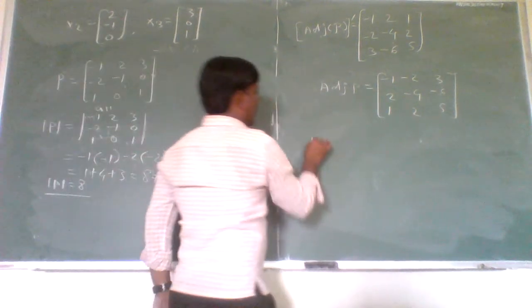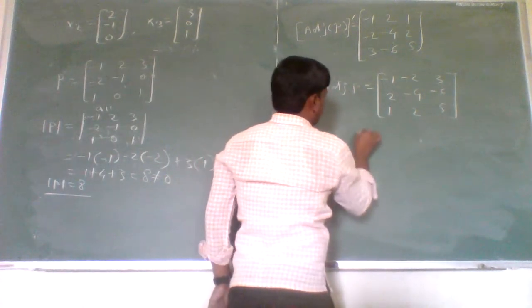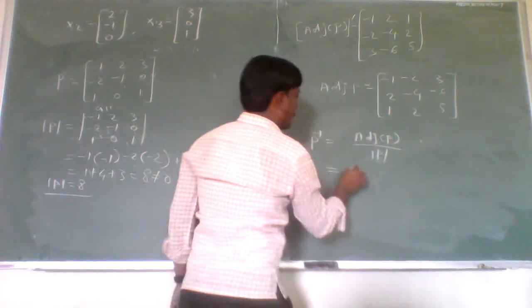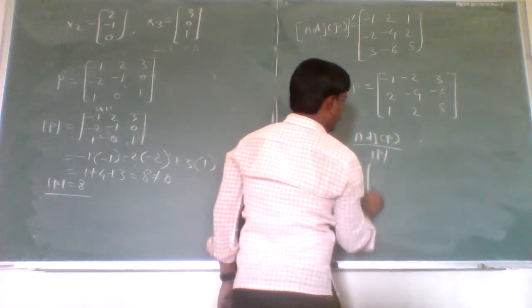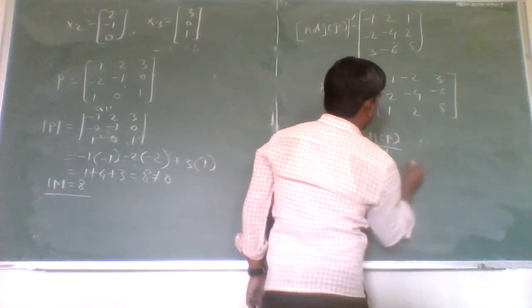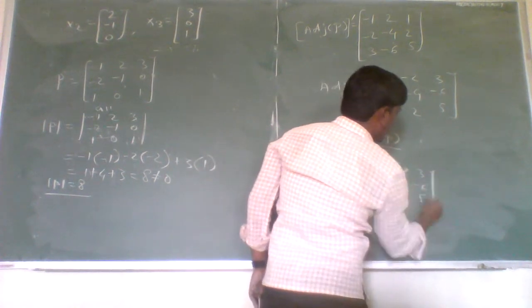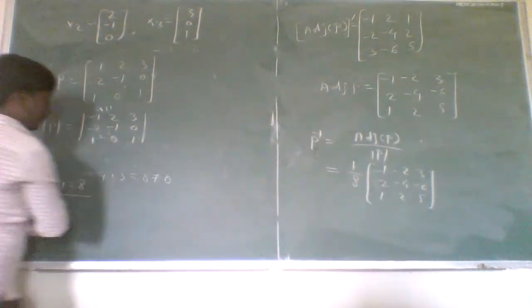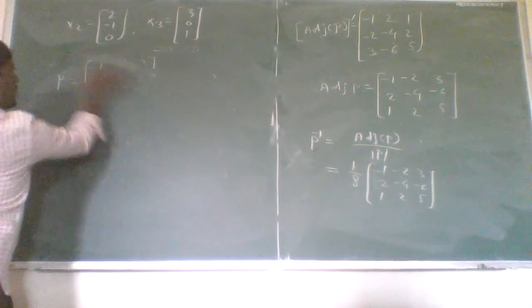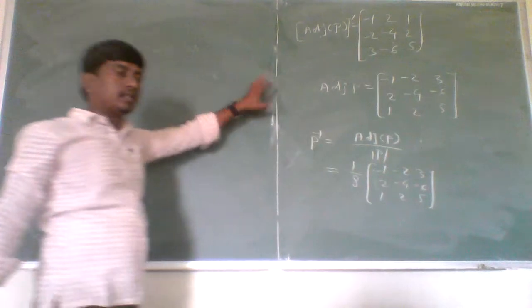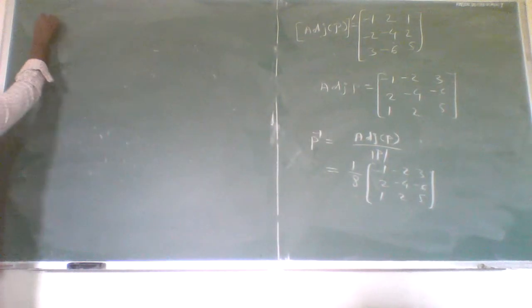Now this is the adjoint of P, and P inverse by the adjoint method is the adjoint of matrix P divided by the determinant of P. The determinant of P is 8, so P inverse is 1 upon 8 into the matrix minus 1, minus 2, 3; 2, minus 4, minus 6; and 1, 2, 5. Now we have to check whether P inverse AP is a diagonal matrix or not. If P inverse AP is a diagonal matrix, then its diagonal entries are the eigenvalues, and the corresponding matrix A is a diagonalizable matrix.